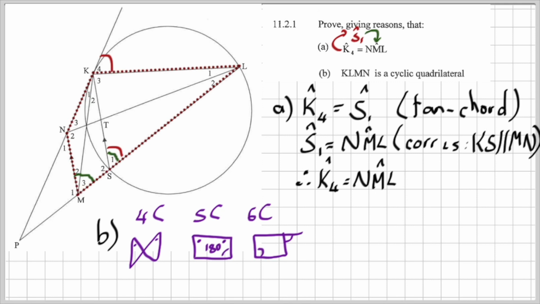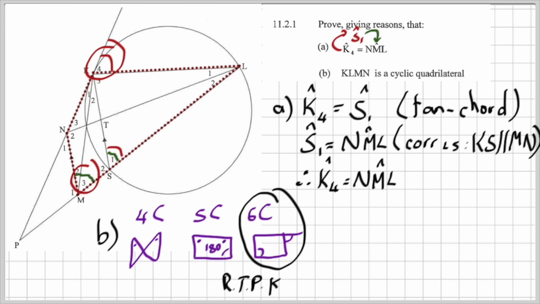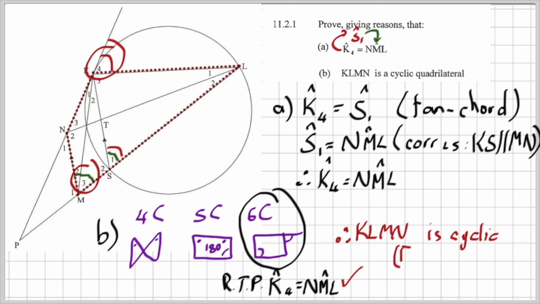my quadrilateral that I want to use, I am going to see, oh my goodness, for me to prove this is a cyclic quad, I'm going to use theorem 6 because theorem 6 requires me to prove K4 is the same as NML. But I've got this. So I'm just going to write it down for them. KLMN is cyclic. Why? Because the exterior angle is equal to the interior opposite angle.